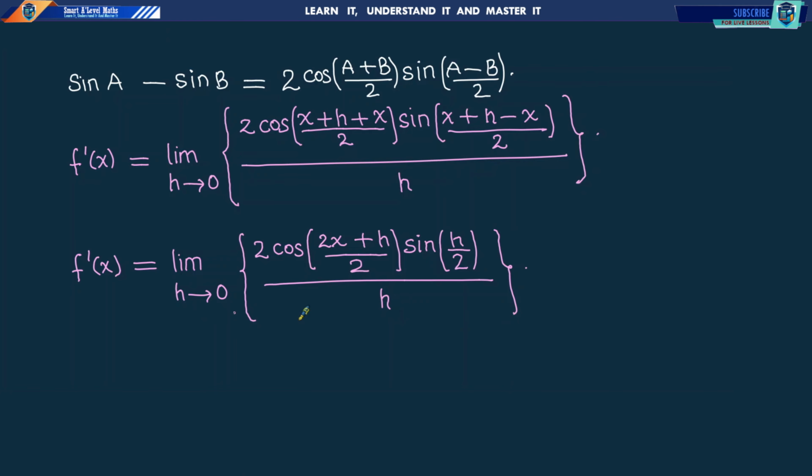At this point, let's try to substitute 0 for h. You can also see that this will go to 0, and when it multiplies the numerator, we'll get 0 here, and the denominator will be 0, and still this is not allowed. So what do we do in order to come out of this?